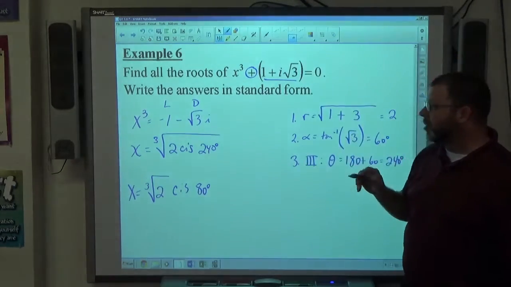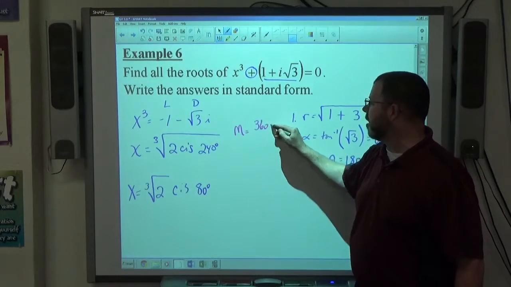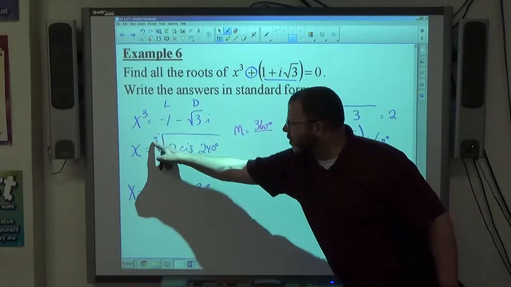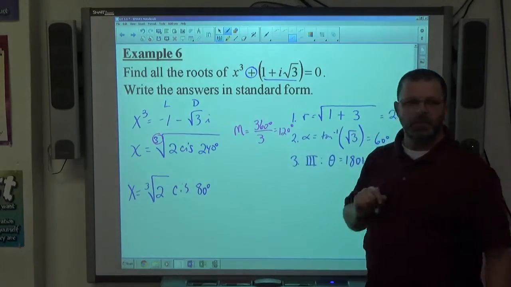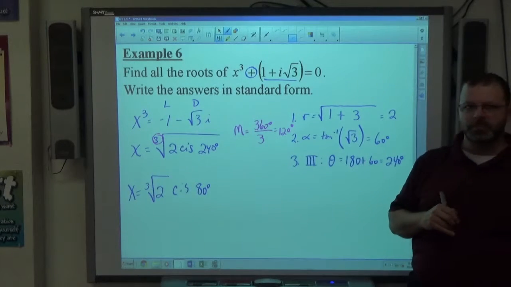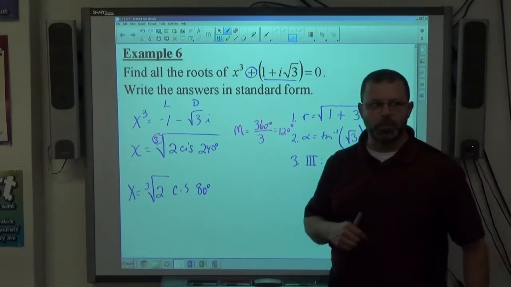Once again, I want to establish the magic number. The magic number, once again, always 360 on top, divided by whatever the root is, which is 3, so it's 120 degrees again. It's always 120 degrees when it's a cube root, 90 when it's a fourth root, 72 when it's a fifth root, 60 when it's a sixth root, 180 when it's the square root.